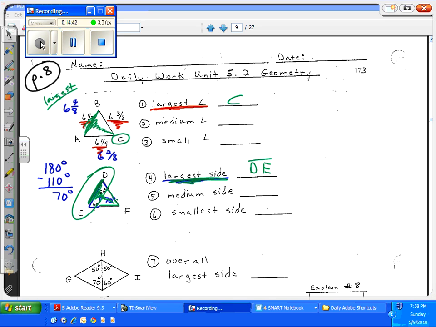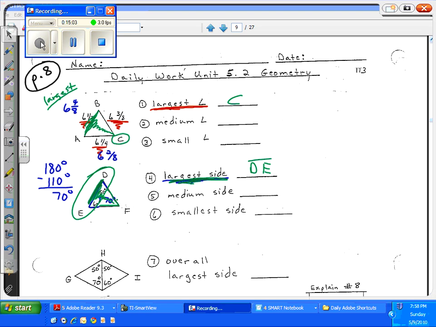It's very important in geometry, obviously, to be able to identify the side opposite a certain angle or the angle opposite a certain side. Identifying sides opposite or sides adjacent is important. We'll look at that more when we get into chapter 6.